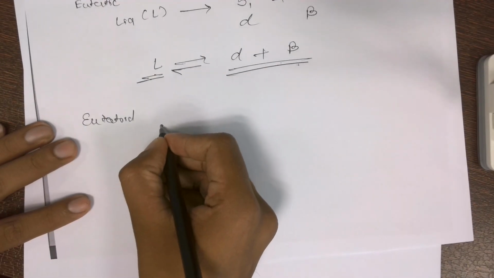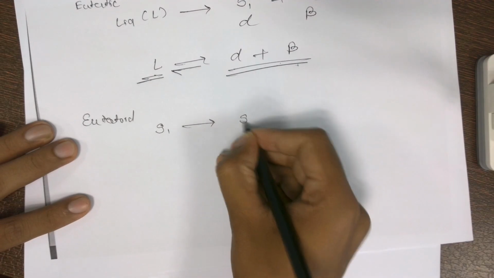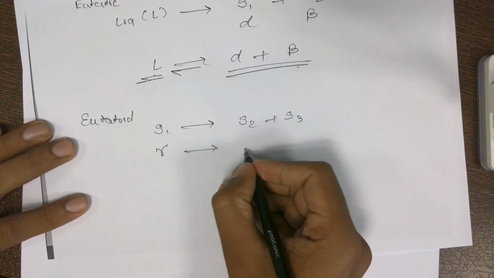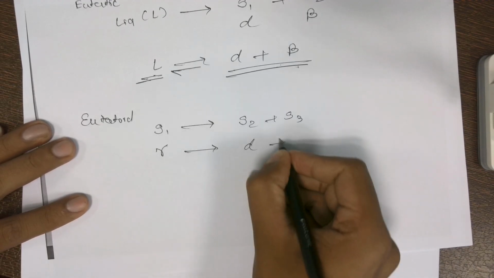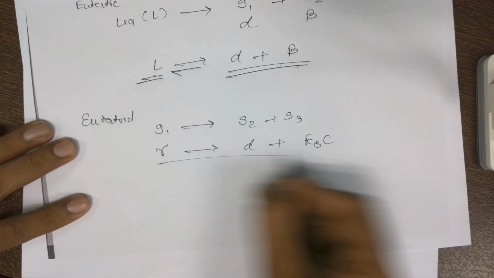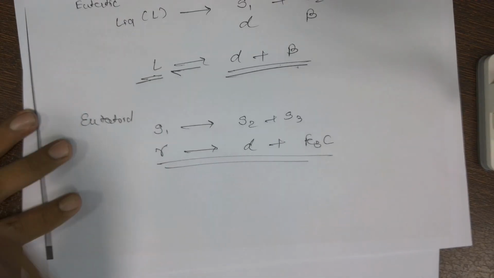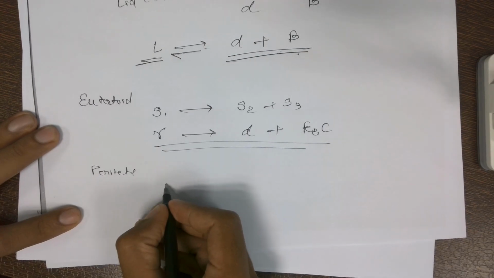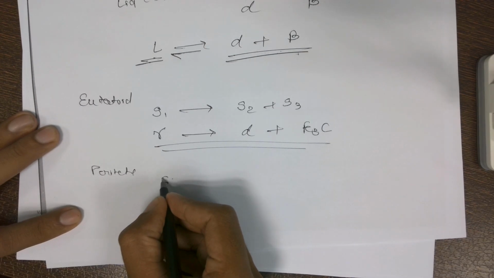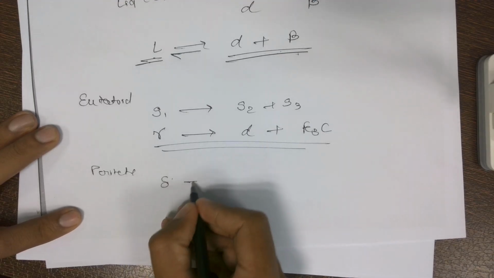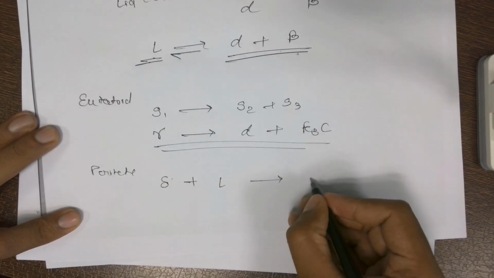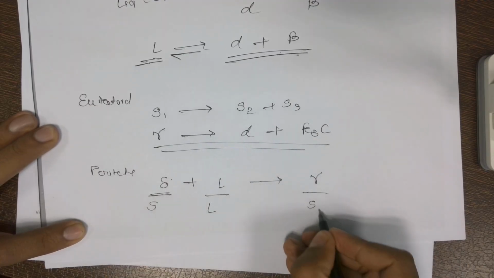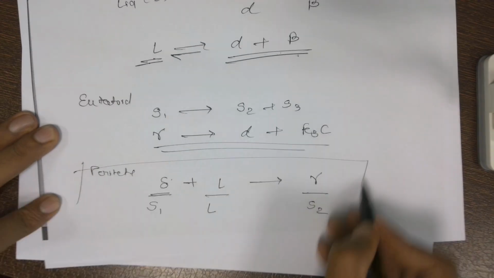Eutectoid: a solid will convert to two solids, S2 and S3. We usually write gamma converting to ferrite and cementite, right? So this is the eutectoid reaction. Now when we go to the peritectic, here delta iron will react with the liquid and it will produce austenite. So here one solid is going to react with the liquid and produce another solid. So this is a peritectic reaction.